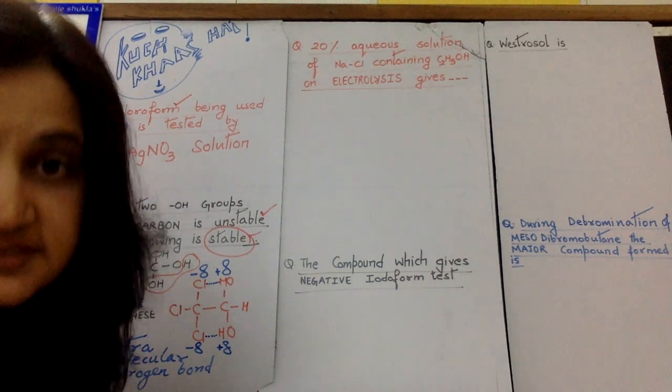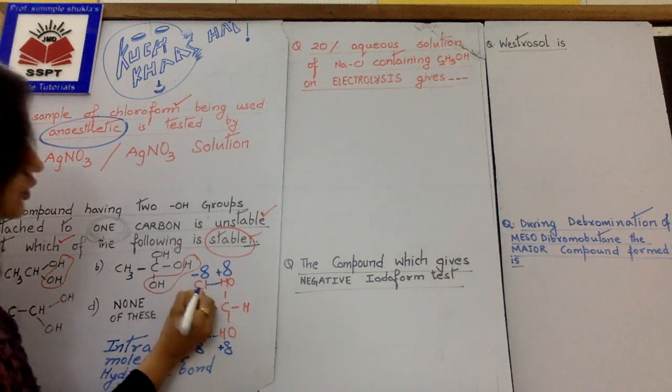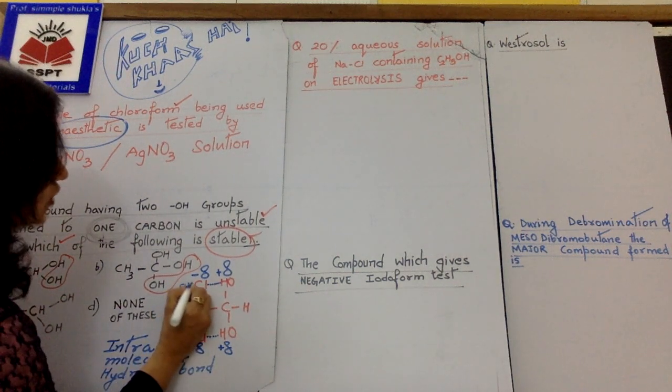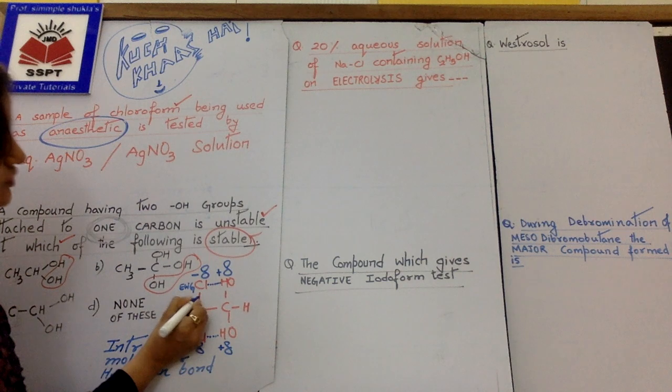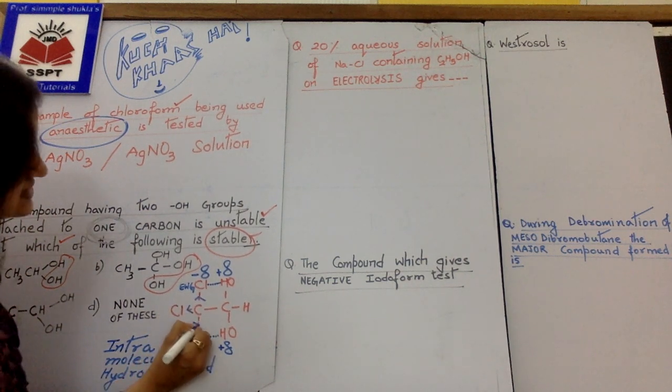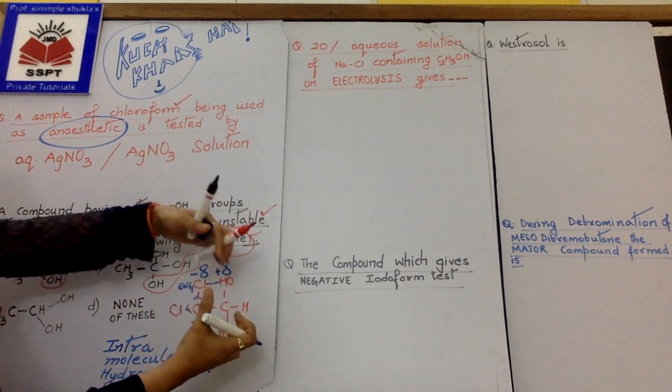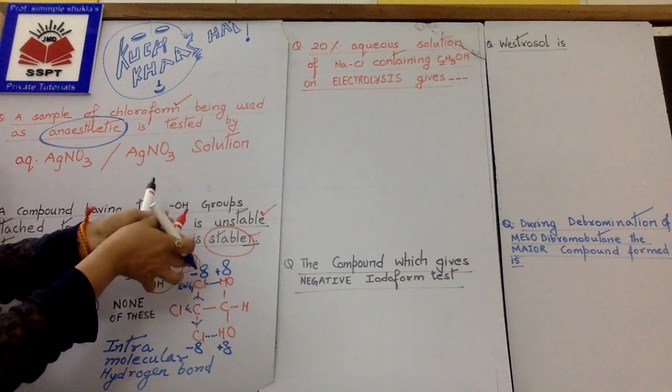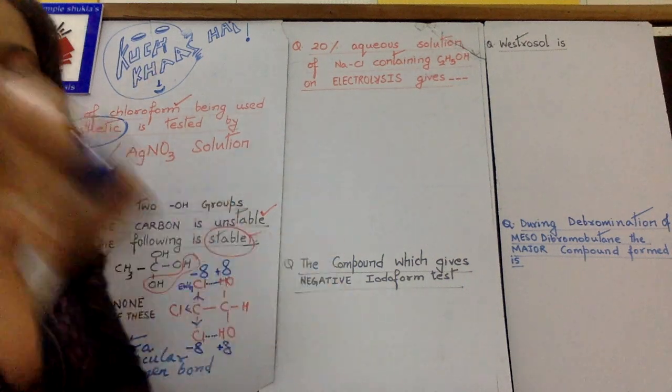Not only this, chlorine is an electron withdrawing group, so it will withdraw the electrons towards itself, thereby moving the OH into the molecule and will not allow it to leave.